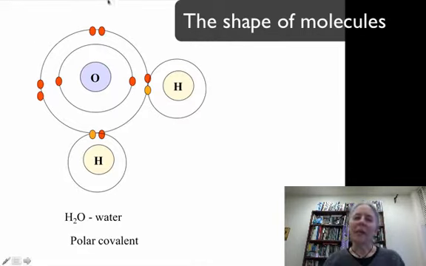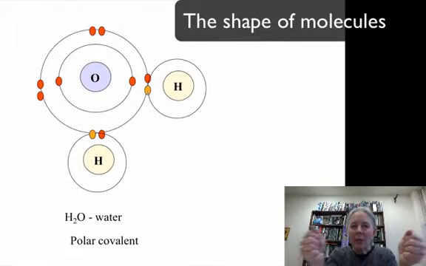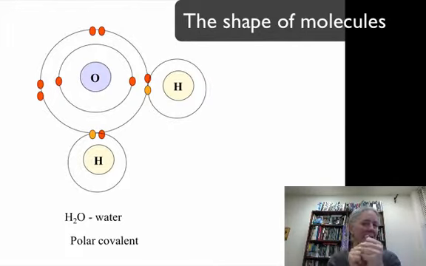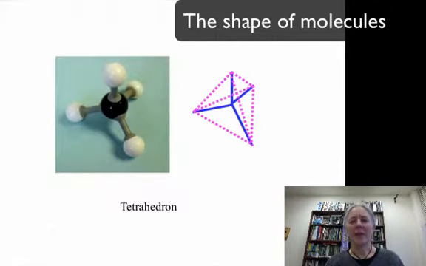But if we think about this pair of electrons and this pair of electrons and this pair, remember electrons are all negative. And negatives repel each other. So they want to get as far away from each other as they possibly can. To do that, they have to form a shape called a tetrahedron.